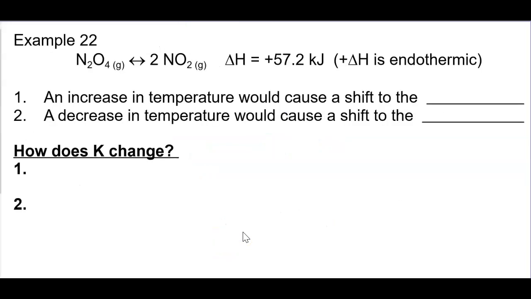Okay, remember that you will not even care about K unless you're dealing with temperature. So if I ask you about K for pressure or concentration, you would say no change. But if it's temperature, you have to evaluate K. So increase in temperature would cause a, okay, so we look at this chemical equation. I gave you a value of delta H. Remember that if delta H is positive, it's endo.